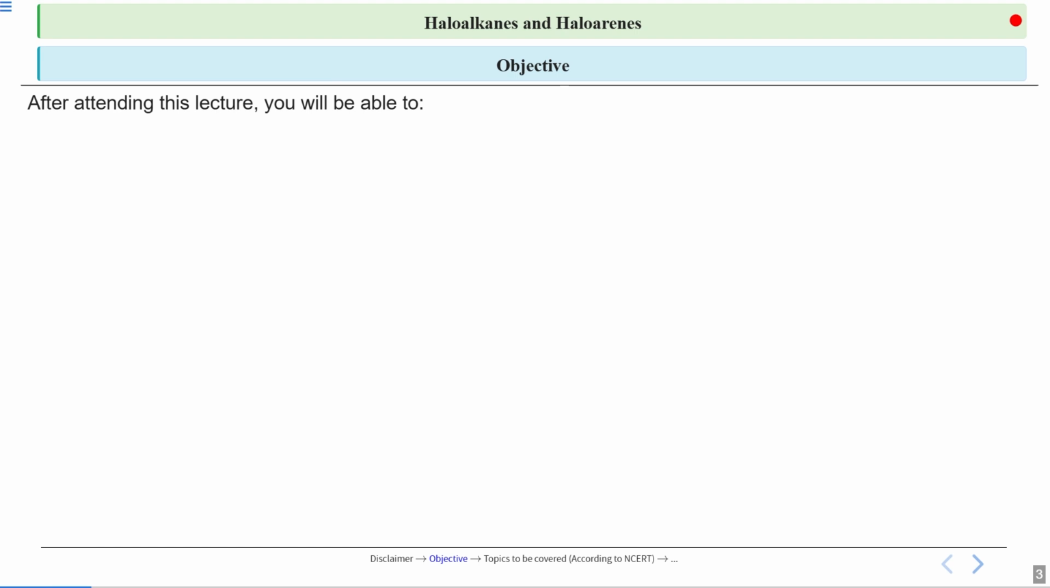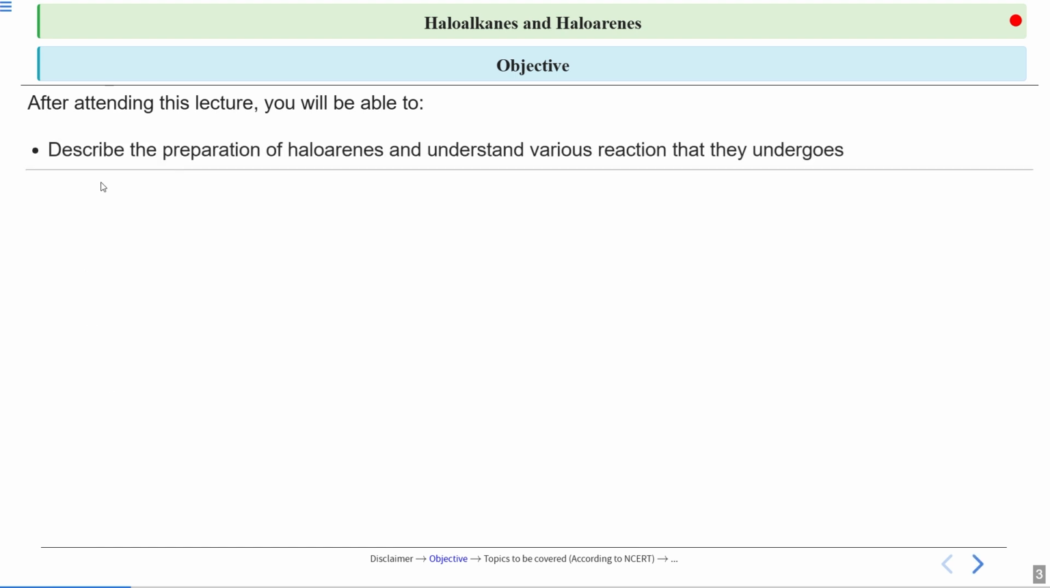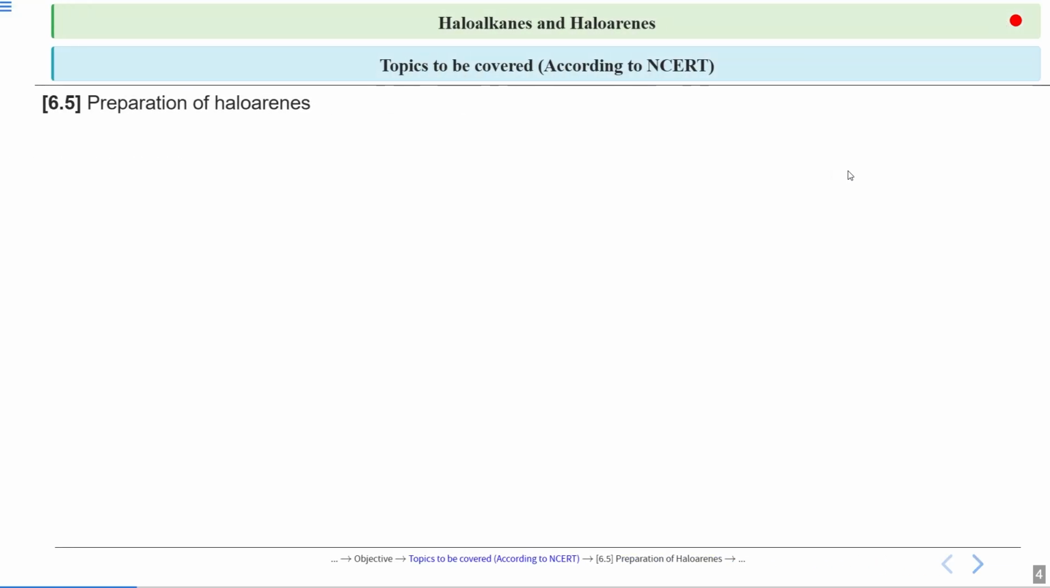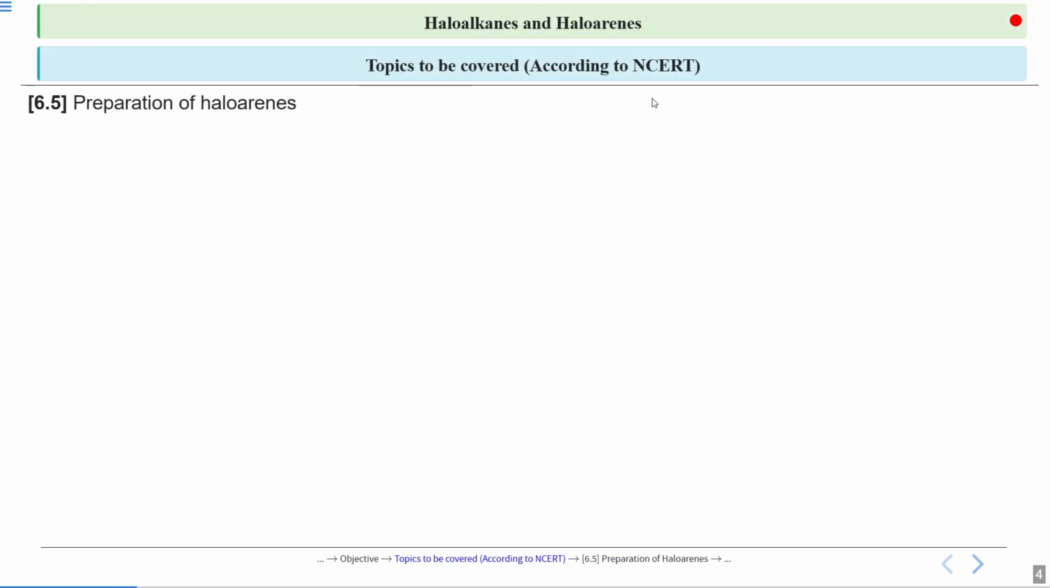Objective of today's lecture. After attending this lecture, you will be able to describe the preparation of haloarenes and understand the various reactions that they undergo. And the topics that we are going to cover today according to the NCERT: first of all, section 6.5, that is preparation of haloarenes. Then we will also practice some examples 6.3 and 6.4, and then we will also solve the in-text questions 6.2 and 6.3.